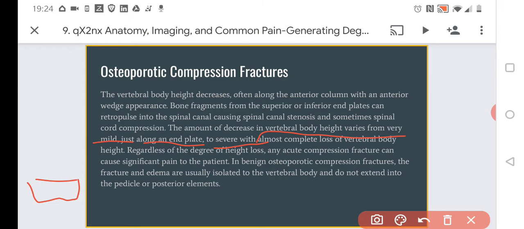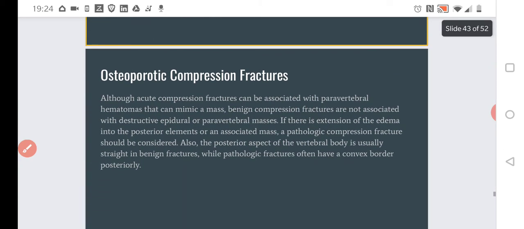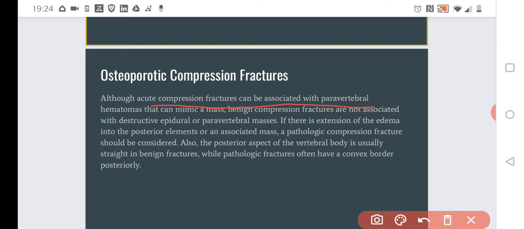And regardless of the height loss, an acute compression fracture can cause significant pain to the patient, which is quite obvious. And although acute compression fractures can be associated with paravertebral hematomas that can mimic a mass, benign compression fractures are not associated with structural epidural or paravertebral masses.